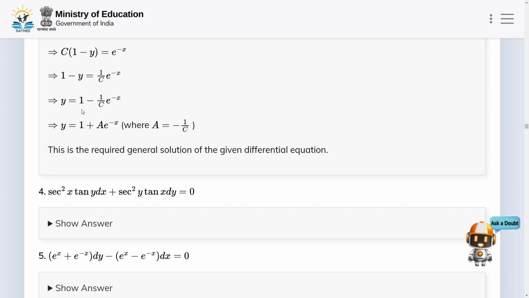Now rearrange your terms. You will get y is equal to 1 plus a e power minus x, where a we are taking as minus 1 by c. Okay, c is some constant, 1 by c will be some constant, minus 1 by c will be another constant, and that I am taking as capital A. That's it. So the required general solution of the given differential equation will be y is equal to 1 plus capital A e power minus x.